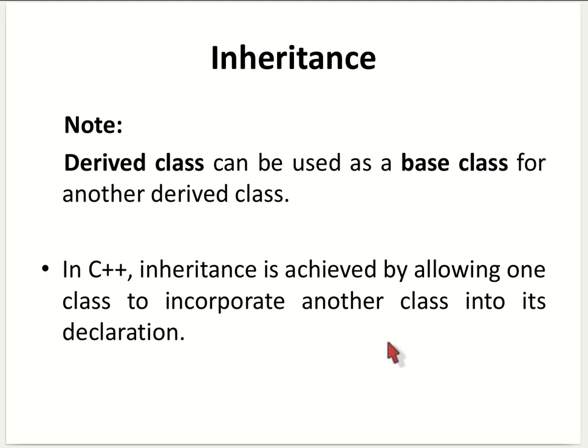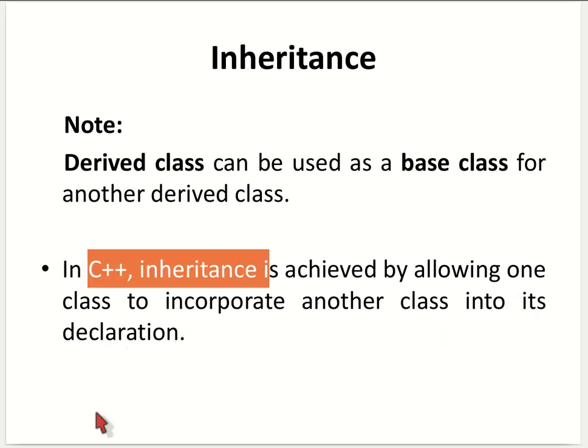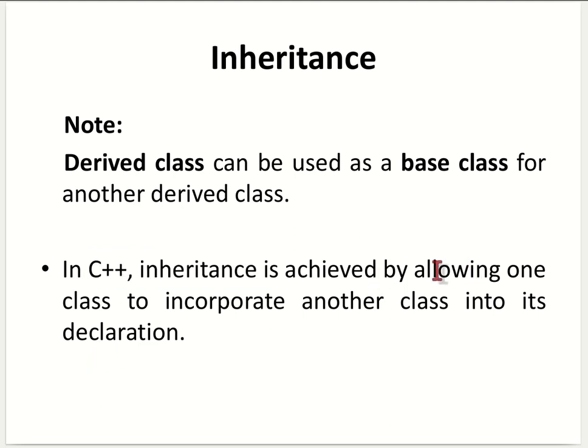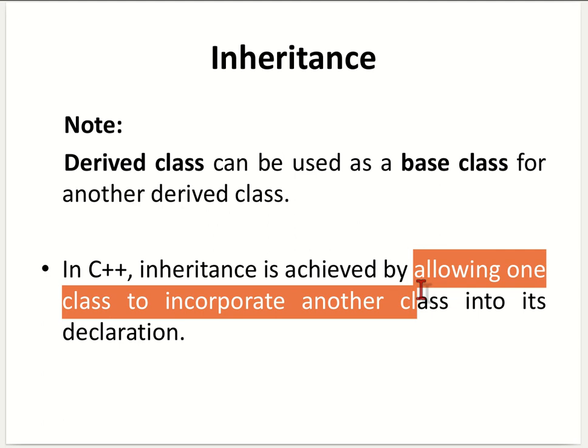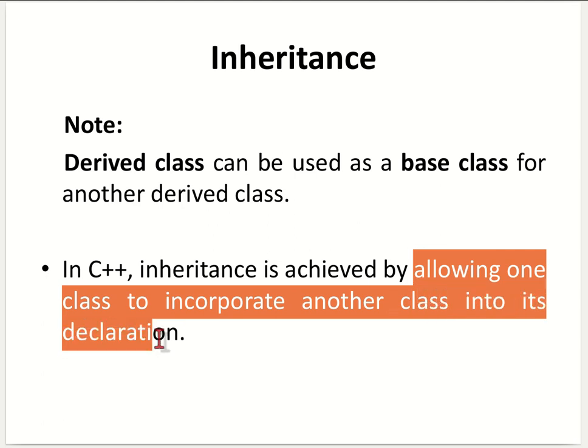So a derived class can be used as a base class for another derived class. C++ inheritance is achieved by allowing one class to incorporate another class into its declaration. So how is C++ inheritance achieved? It is achieved by allowing one class to incorporate another class into its declaration.